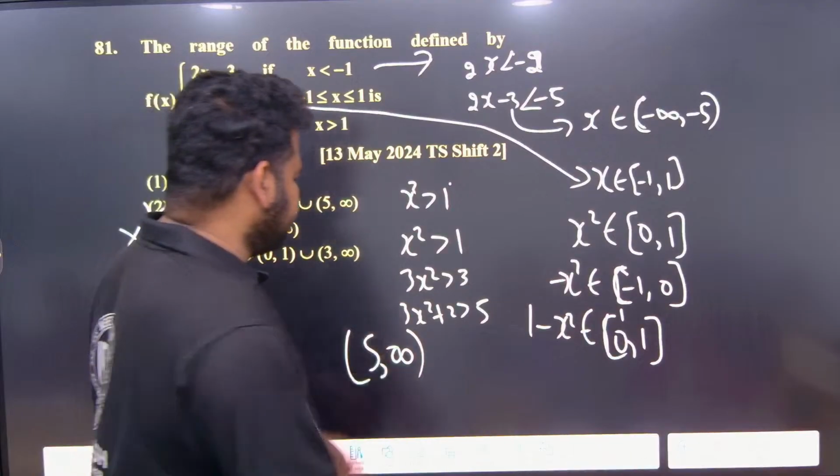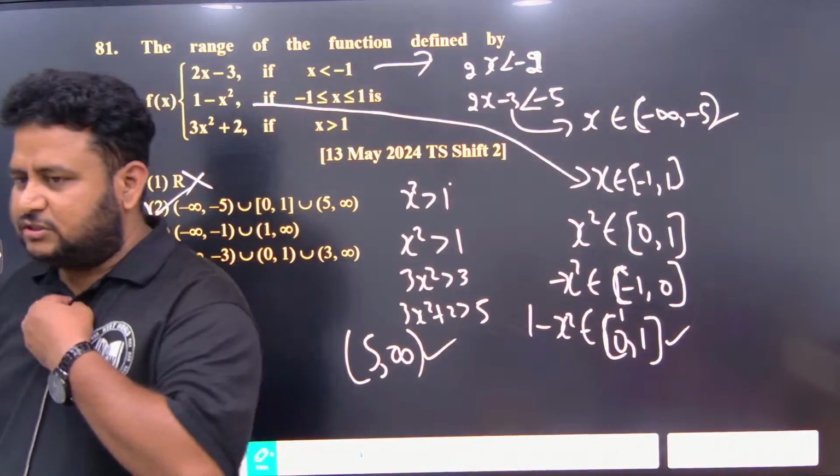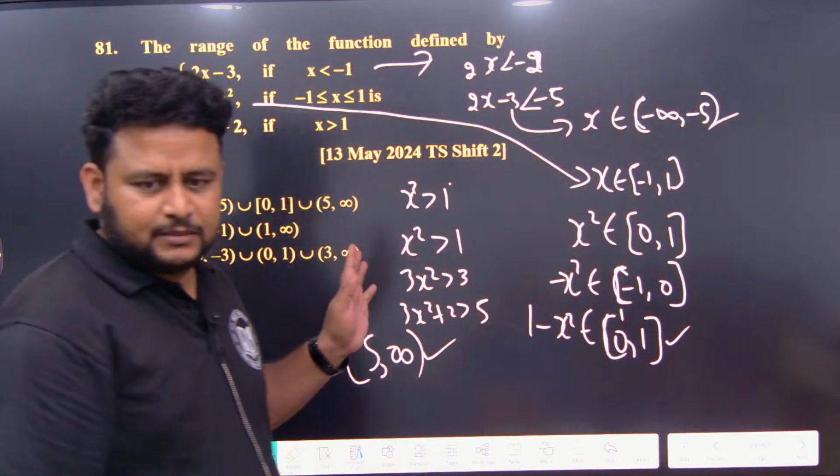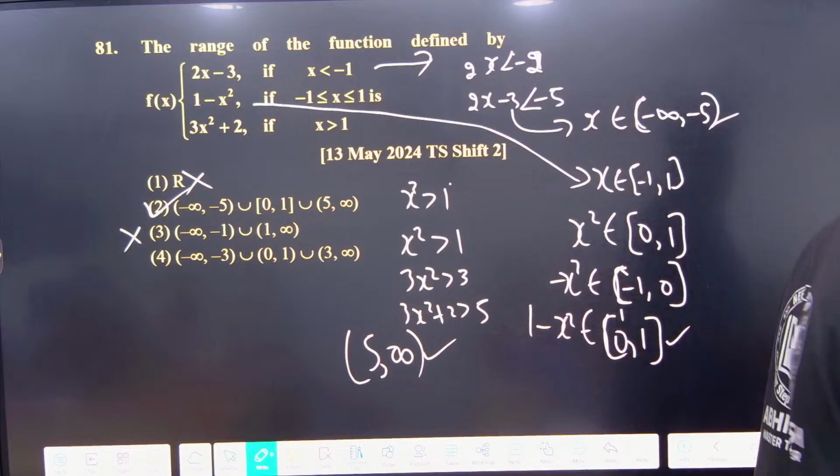So if you combine this one and this one, you will get the second option. Understood? Got it, everyone? Second option. Understood, Roshni? Understood, Shravani? Got it?